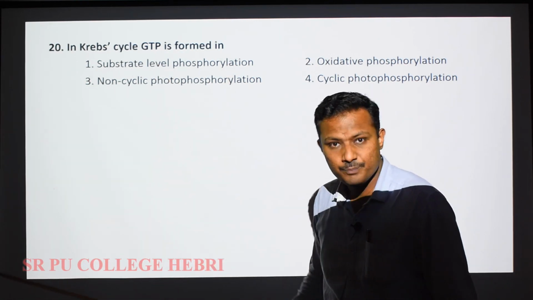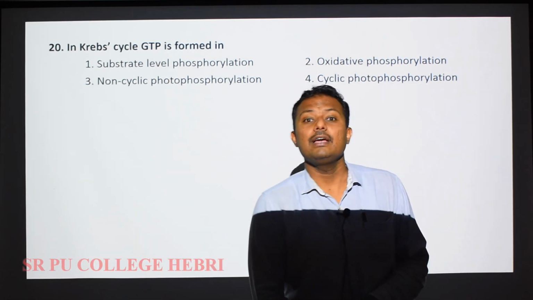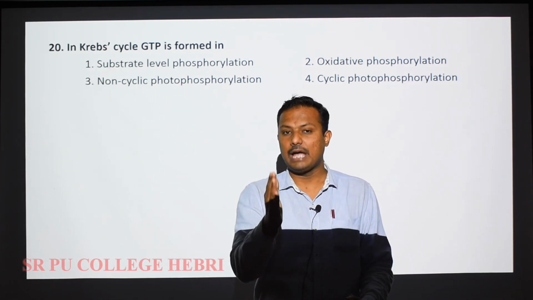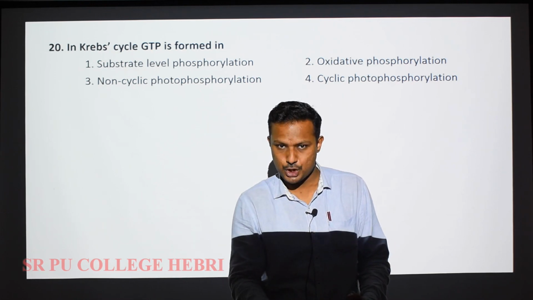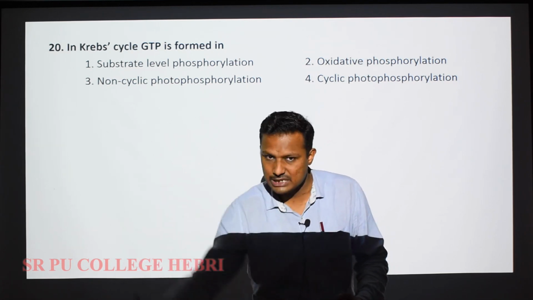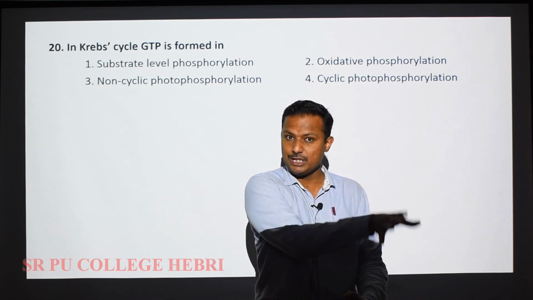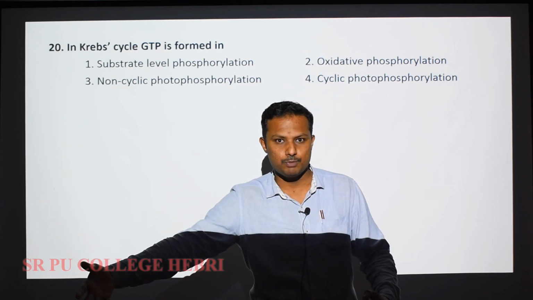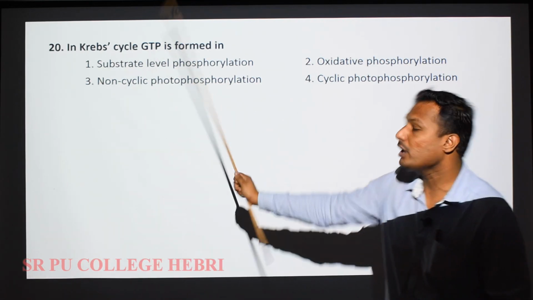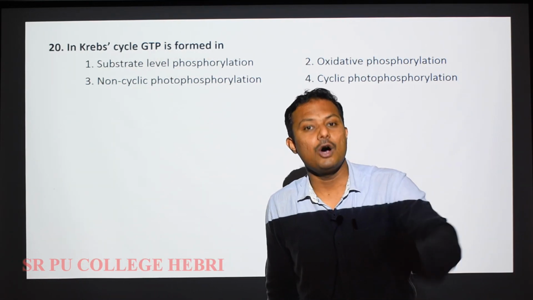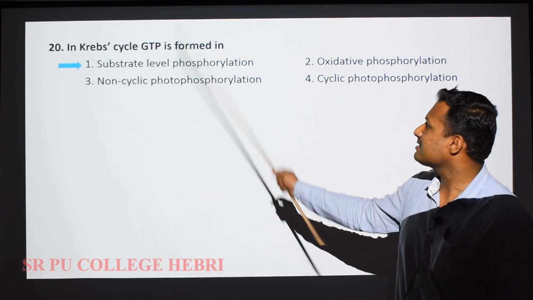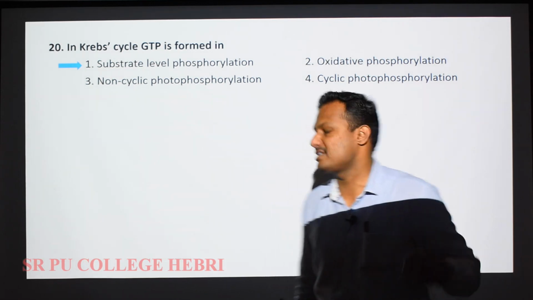Substrate level and oxidative, what are they? See, oxidative phosphorylation can take place only during the process of respiration. In the presence of oxygen, if a particular molecule is getting oxidized, and because of the oxidation of that particular molecule, ATP or GTP is produced, that is what is called oxidative phosphorylation. But here we are talking about the Krebs cycle. Is there the participation of oxygen in Krebs cycle? Definitely no. That is why it will be substrate level phosphorylation. I hope you got the answer.